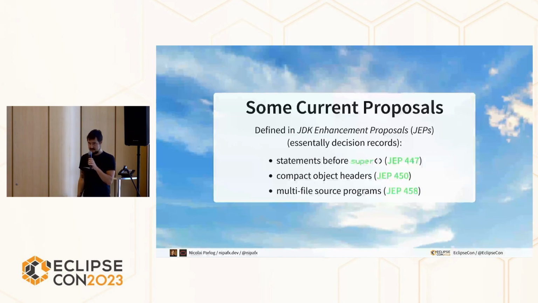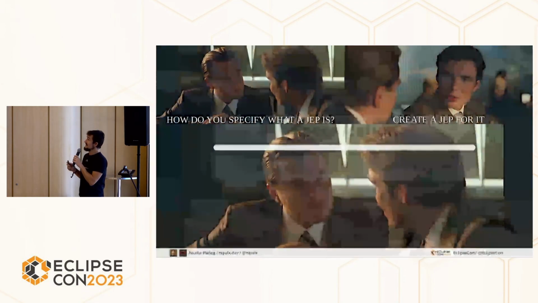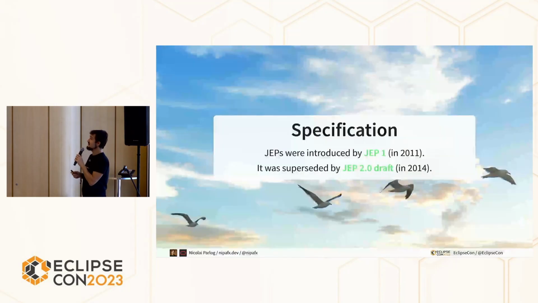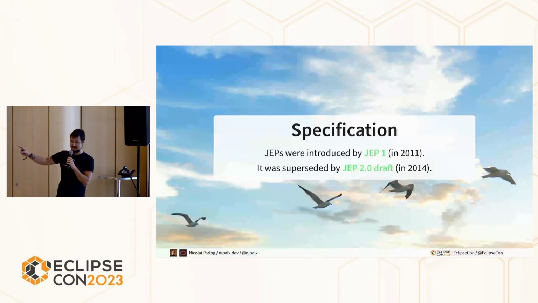Okay, so every feature has two parts, right? It has a specification, and it has an implementation. So how do you specify what a JEP is? You write a JEP for it, which is slightly confusing, but it's true. JEP number 1, fittingly, introduced the concept of a JEP. That was done in 2011. In 2014, there was a JEP 2.0 draft. Again, there's a draft here. I don't know why, because this is now close to 10 years old. It's clearly in practice. No idea why it's a draft.